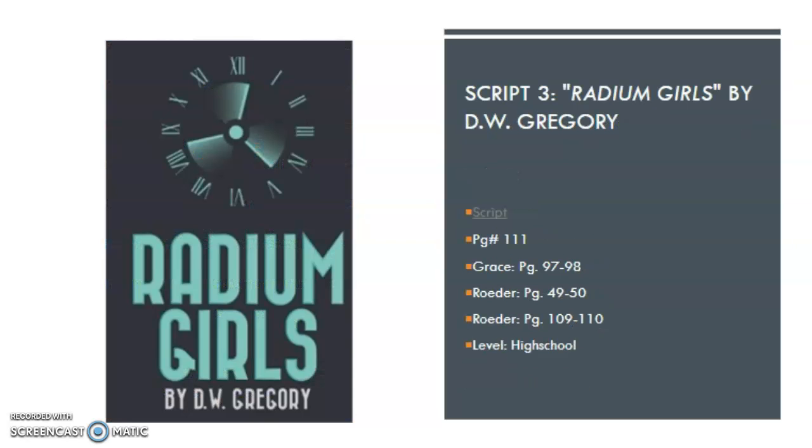The next one is Radium Girls by D.W. Gregory. This one looks at the story of the women who worked in the radium dial factories in the United States in 1936 to whenever they were not doing that anymore. And the girls got radium poisoning and had a lot of physical effects, and so this is about the cases and their personal lives. This one is just a regular history play. I think this one would be good for anybody.